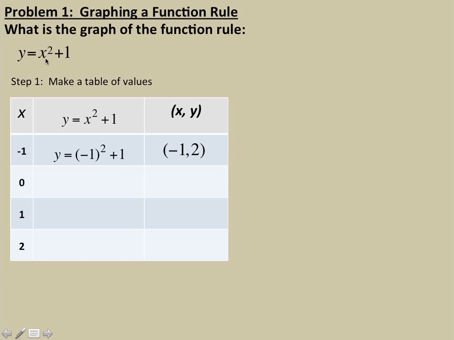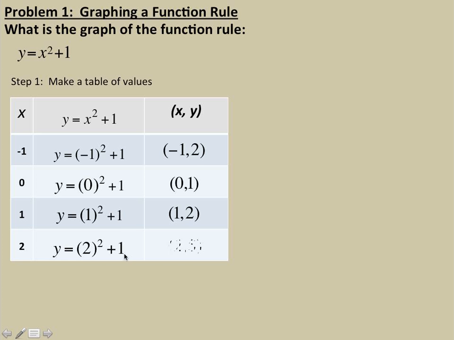If I take 0 and I plug it in, I would wind up with 0 squared plus 1. Well, 0 squared is 0, plus 1 would be 1. 0, 1. If I take 1 and plug it in, I'd have 1 squared, which is 1, plus 1 is 2. So 1, comma, 2. And if I take 2 and plug it in, I get 2 squared, which is 4, plus 1 more makes 5, 2, comma, 5. So I have a table.